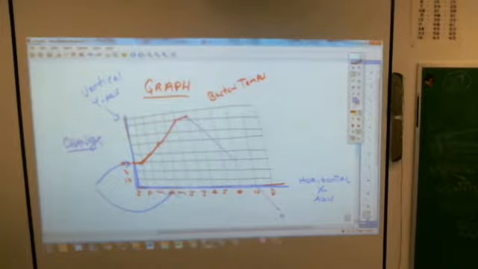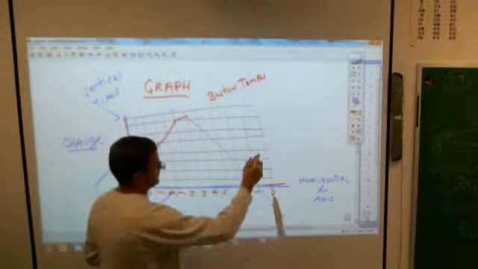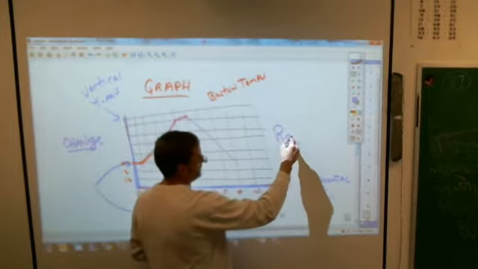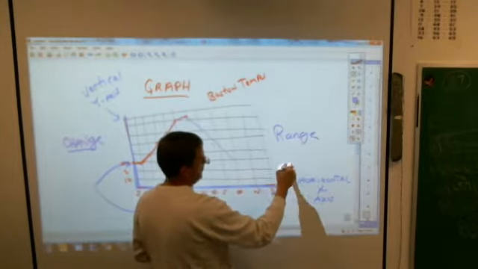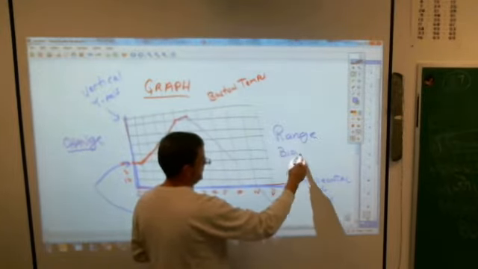Number 2 says, what is the range of the average temperature shown there? Do we talk about range? Yes. And range is the difference between the biggest and the smallest.